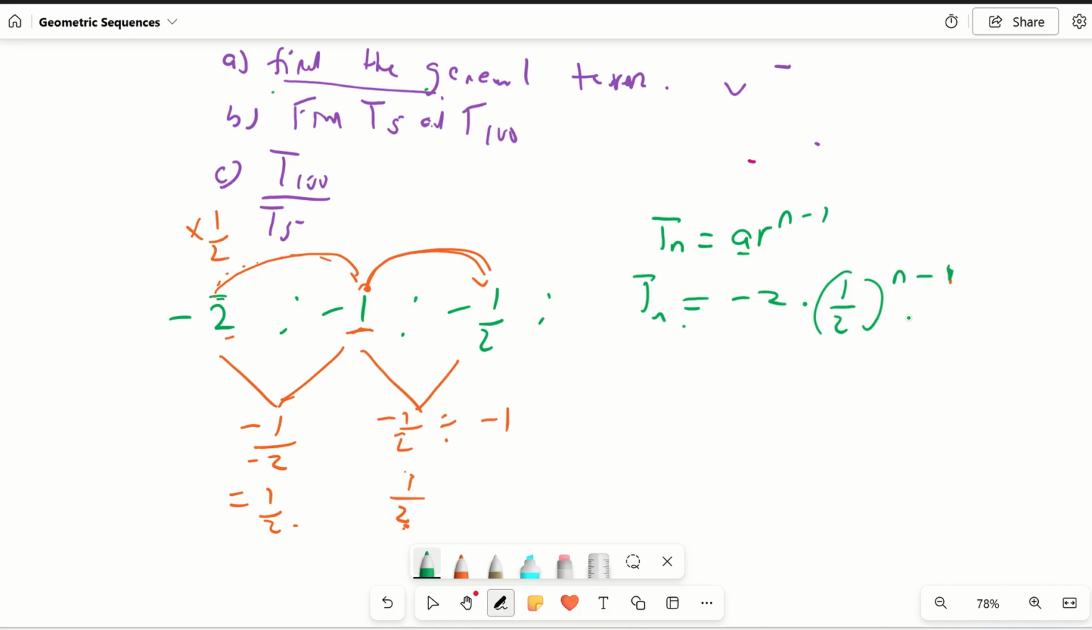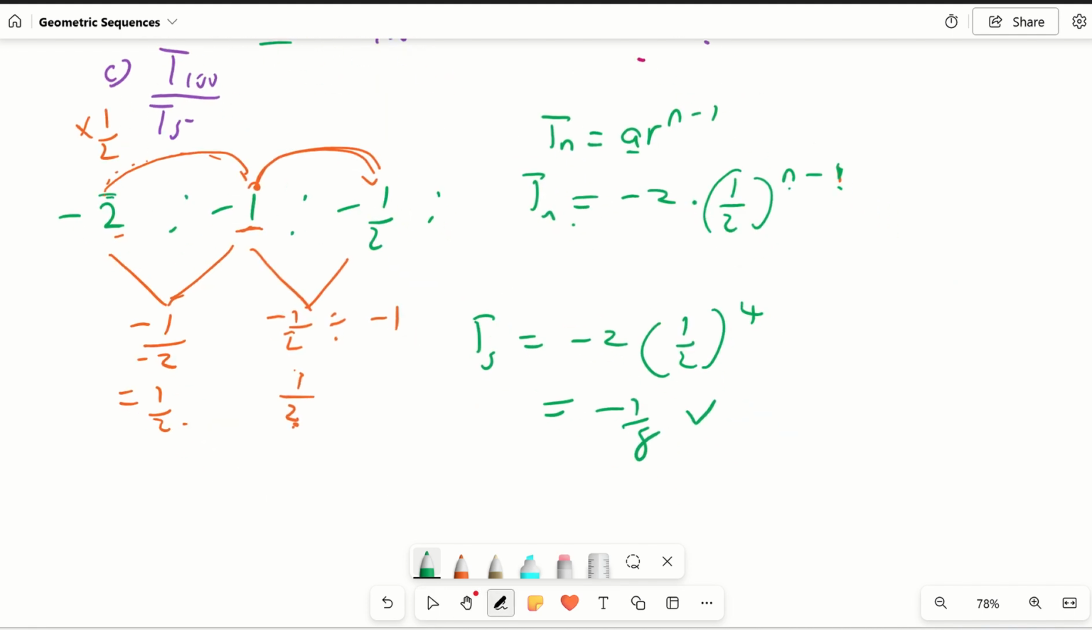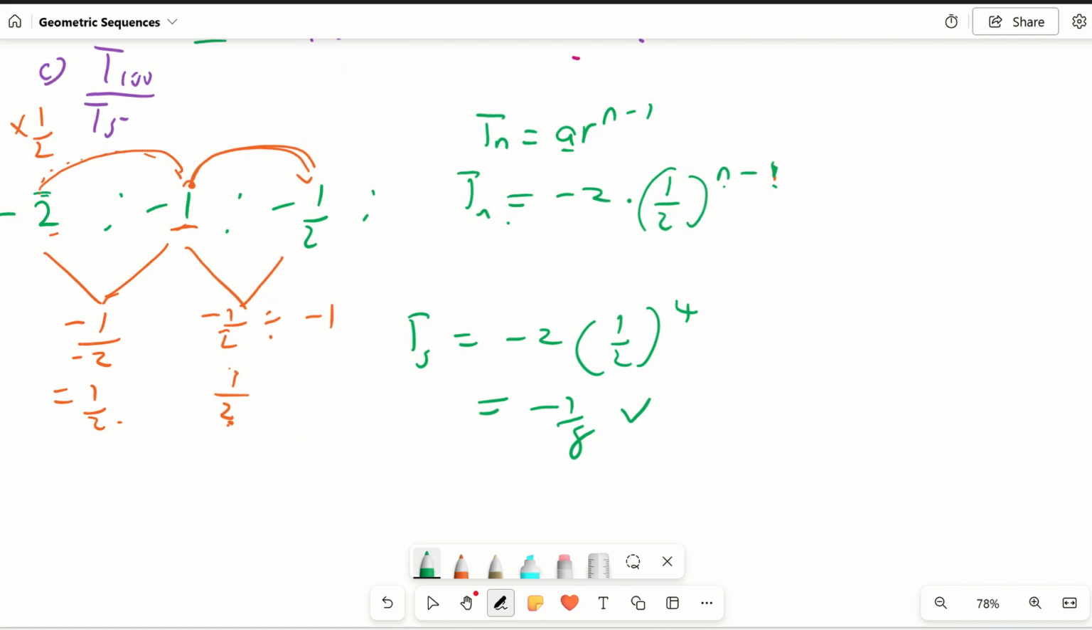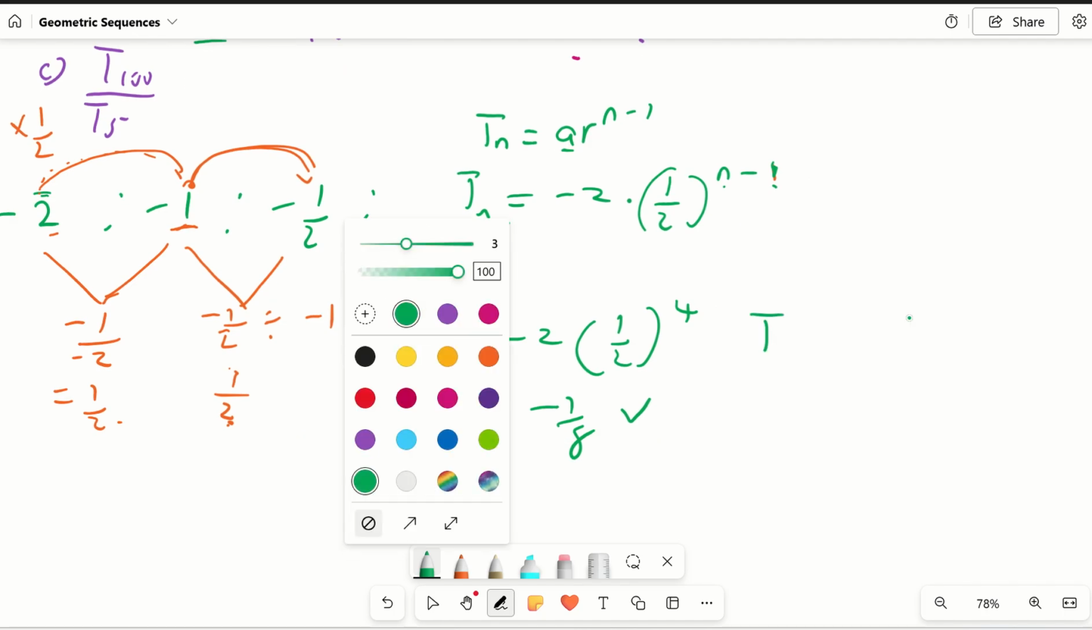Now let's go ahead and answer question B, T5 and T100. So T5 will be equal to -2 times (1/2) to the power, let's start with 5, yeah? You can put a 4 there because it's 5 minus 1, 4. It gives us an answer of, let me just quickly calculate, minus 1 over 8. Did you guys get that, all of you? Yes, yes, yes. Proper stuff. Let's go to T100.